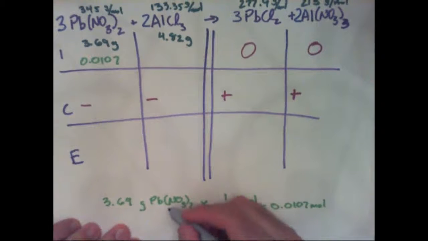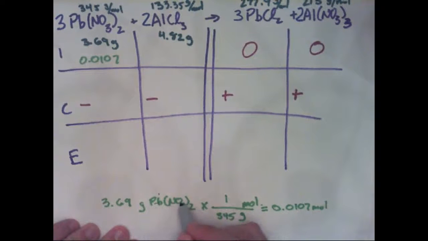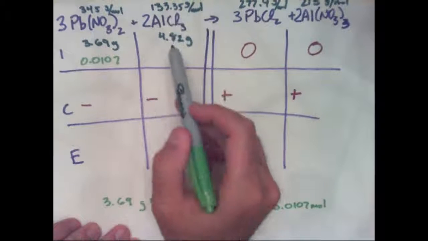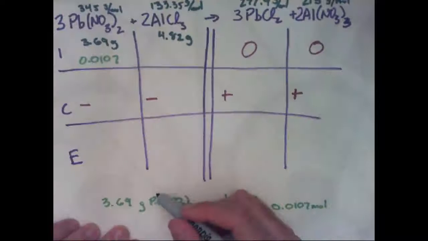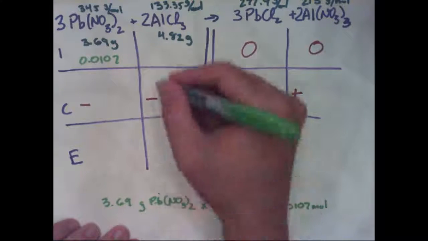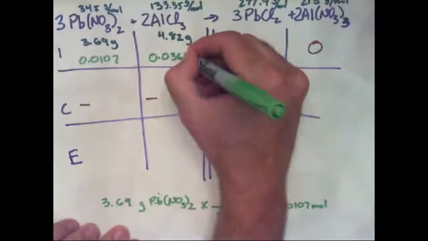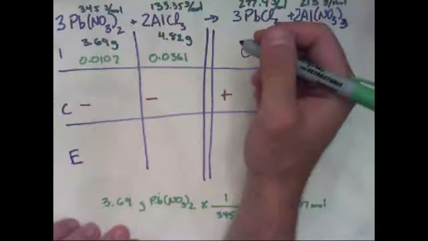Now, you can do the same thing, and this is what I've been trying to say all along, is that the pattern is going to be the same. Instead of lead nitrate here, you're going to put aluminum chloride's numbers. Okay, so when you do that, and I'm not going to show you this X-line, take a minute, try it yourself. Okay, you can pause the video, and you get 0.0361 as your initial number of moles.